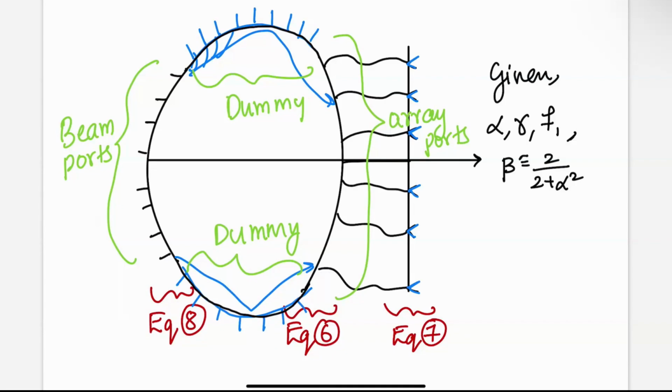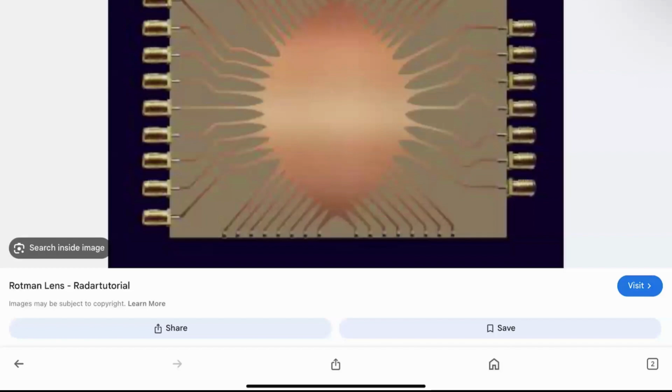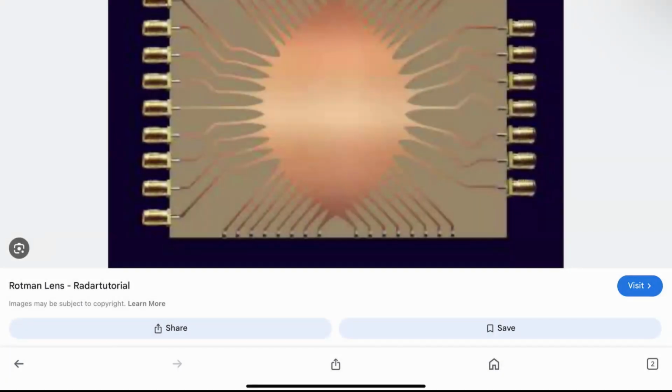Now if you go back and look at a standard design of a Rotman lens, it's easy to identify what's going on. Let's take a quick look at one of them. You can see on the left you have your beam ports, and on the right you have the array ports. Then you have these lines on the right that have different lengths based on the Ws. It looks like a lens inside, and the reason we can use geometrical optics is that it's like a parallel plate waveguide, so ray tracing is not a bad approximation.